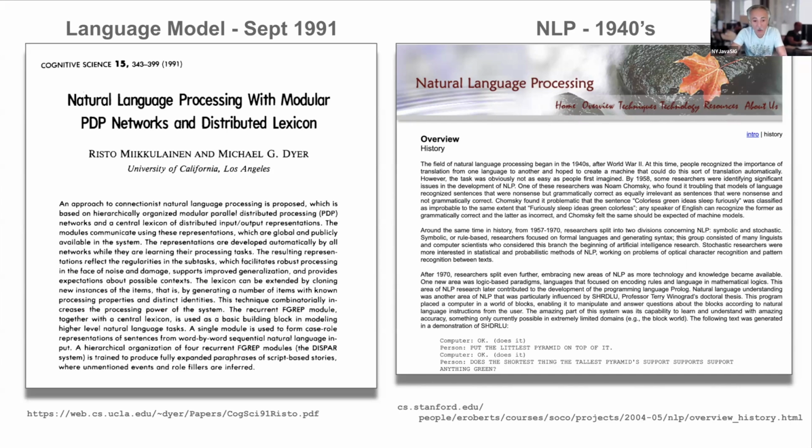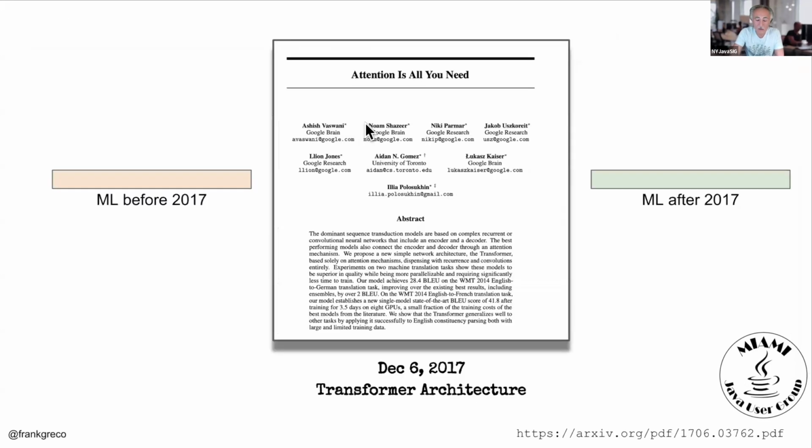We know about large language models, but the notion of language models is from 1991. So everything was proceeding normally until 2017. Now, what happened in 2017? So Google came up with a new architecture for machine learning called the transformer architecture.